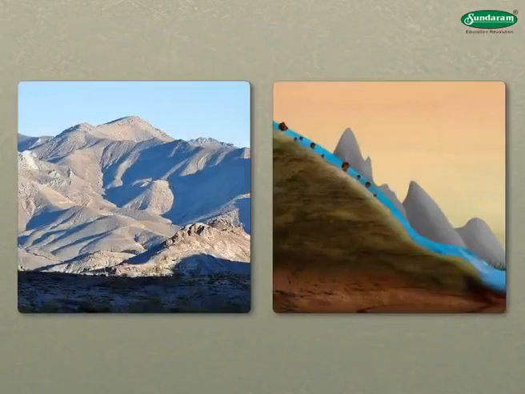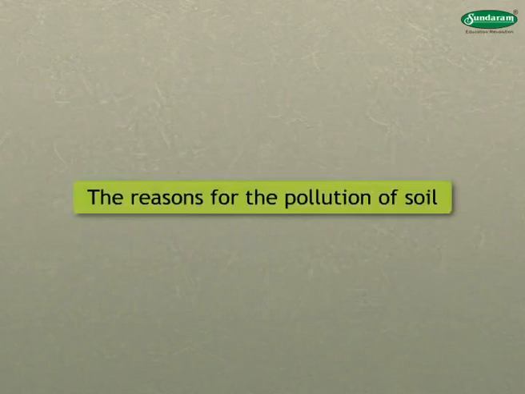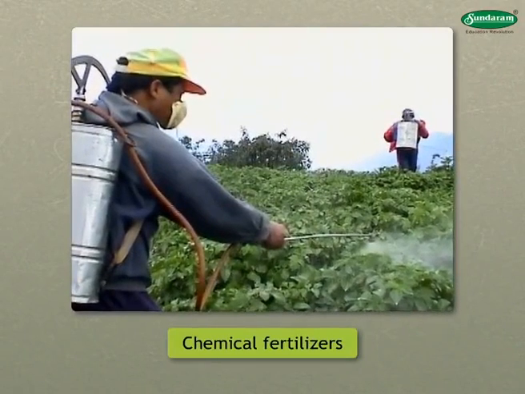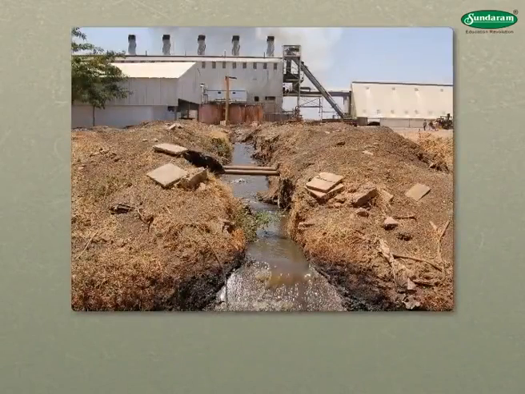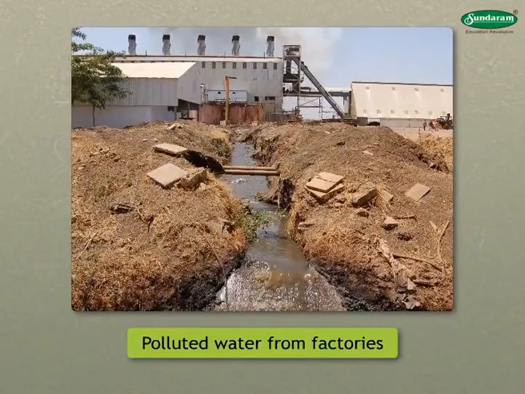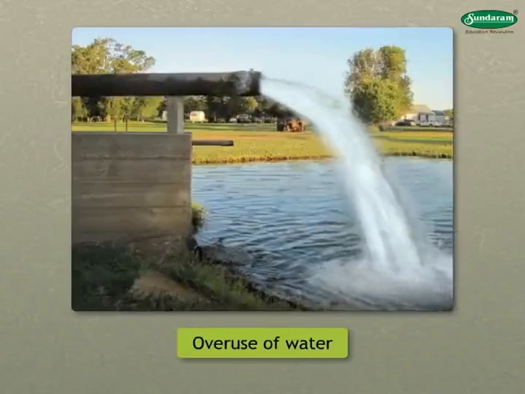But what do we see around us? That mountains have become bare. Their soil cover has disappeared. Remember the reasons for the pollution of soil. Firstly, due to overuse of chemical fertilizers for growing crops. Secondly, due to release of polluted water, chemicals and slag from factories into the soil. Third, due to overuse of insecticides sprayed on the soil, and finally, by overuse of water.